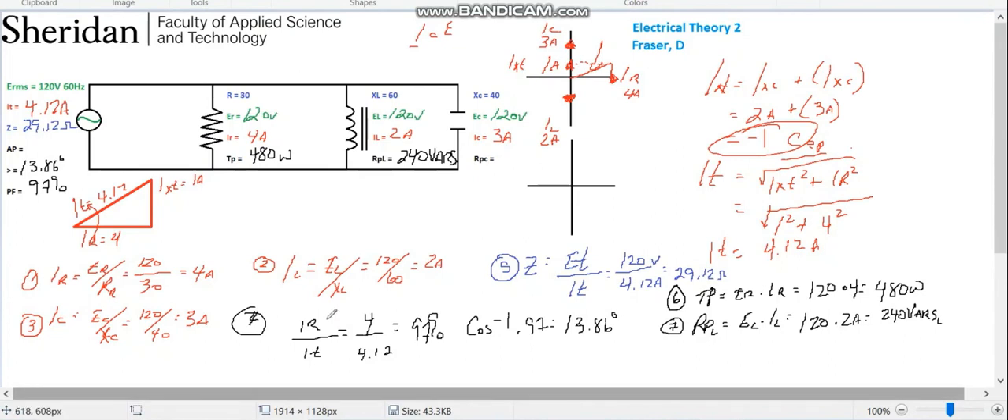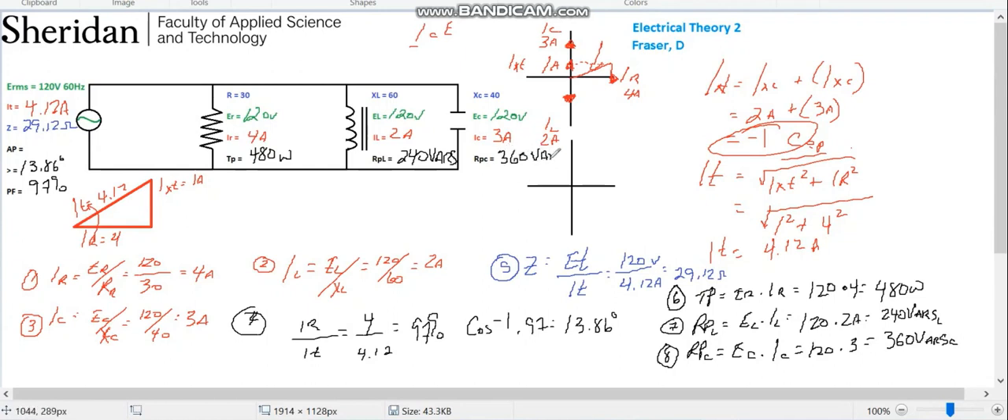Okay. And then we can go with our capacitive. Step number 8. Reactive power capacitive, voltage capacitive times amperage capacitive, 120 times 3, which is 360 VARs capacitive. All right. Now we can find our total reactive power.